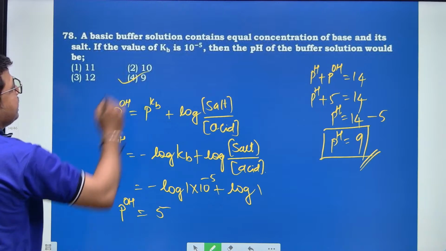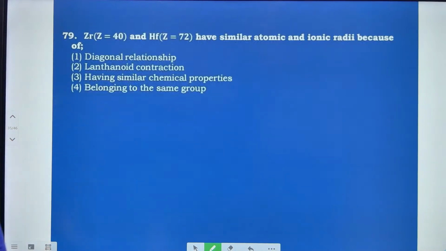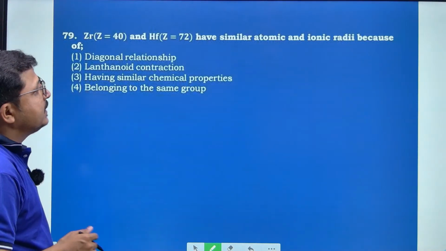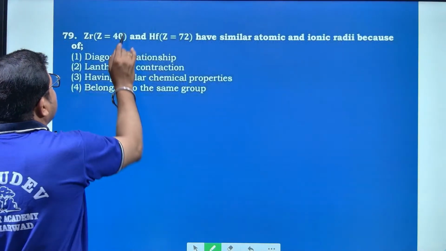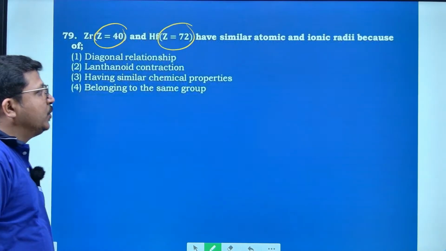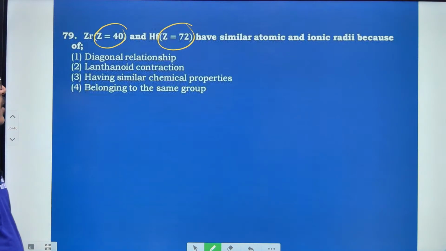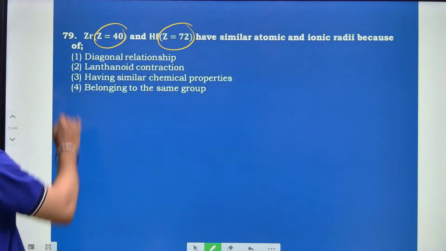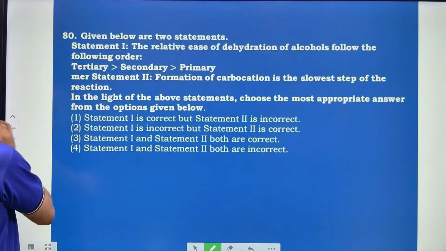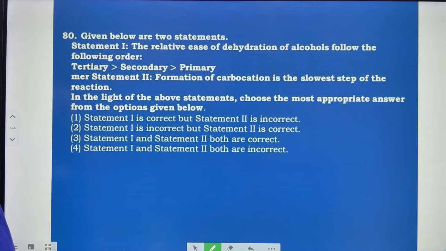So the right option is option number 4. Zirconium and hafnium have a similar atomic radii. The atomic number of zirconium is 40 and the atomic number of hafnium is 72. They have similar atomic and ionic radii because of the lanthanoid contraction. That is lanthanoid contraction.